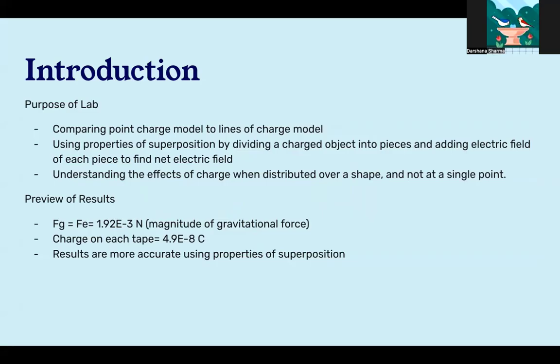A preview of my results is that the force of gravity, which equals the electric force, is 1.92 times 10 to the negative 3 newtons, and the charge on each tape is 4.9 times 10 to the negative 8 coulombs. This shows me that the results are more accurate using the properties of superposition as opposed to treating the tape as a point charge.